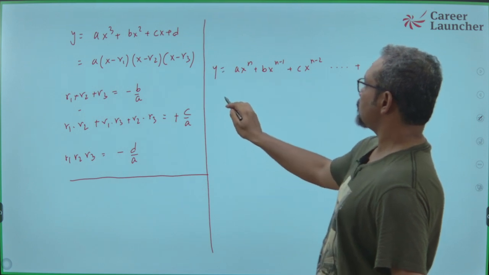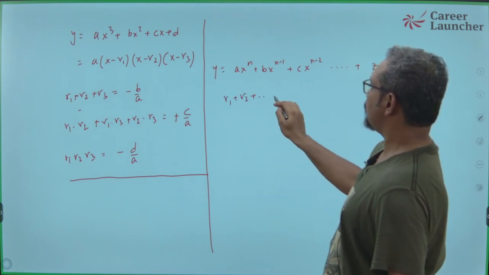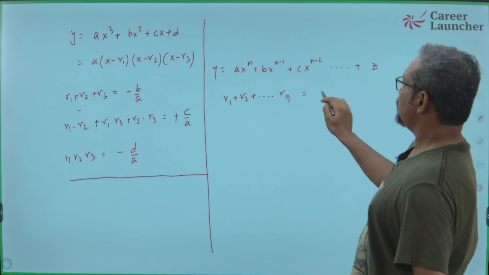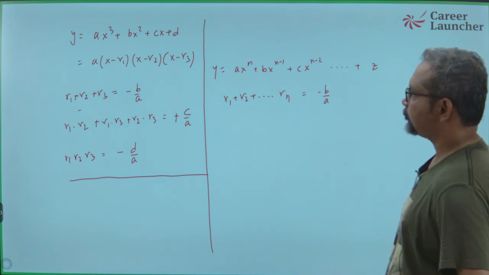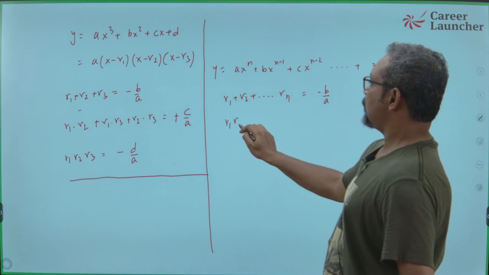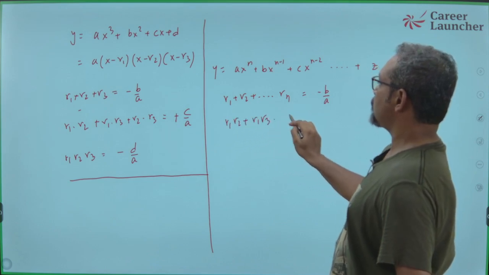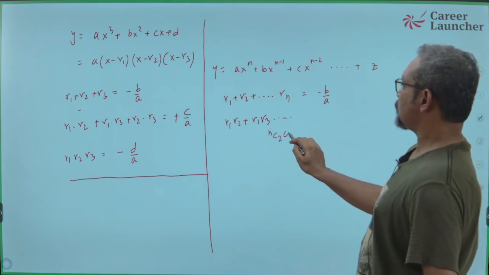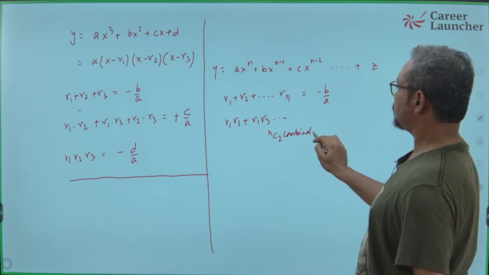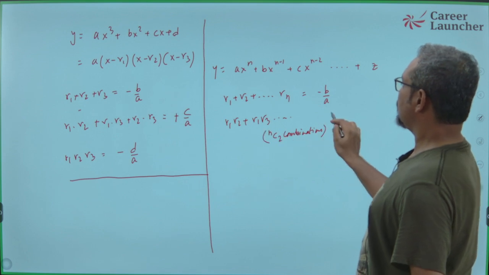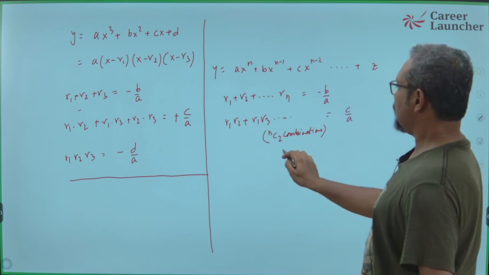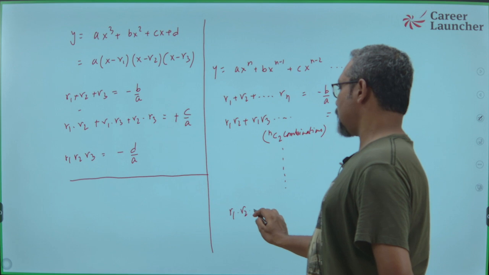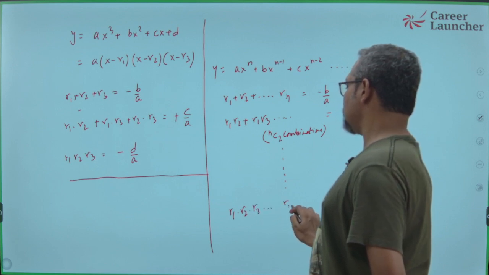So the sum of the roots, r1 plus r2 plus so on, whatever be the number of roots, here it is n, would be minus b over a, same. Two at a time, r1 r2 plus r1 r3, all possible combinations. How many combinations? You will get n choose 2 such combinations. That would be c by a, and it will continue like this till you end up with the product of all, r1 times r2 times r3 all the way till rn, multiplied everything.